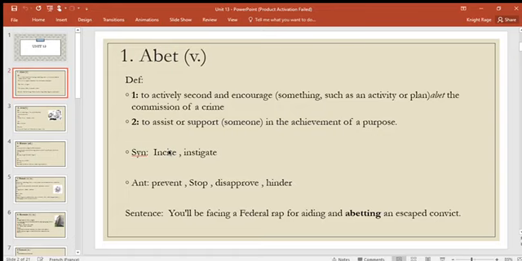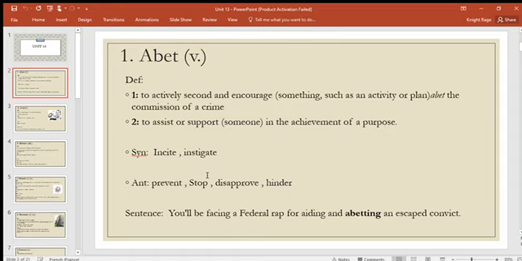Okay, synonym: to lend a hand or to back, to incite, to instigate. Antonym: to prevent, to stop, disapprove, or hinder. Sentence: you will be facing a federal rap for aiding and abetting an escaped convict. Another example: he was not guilty of murder, but was guilty of aiding and abetting those who committed the crime.